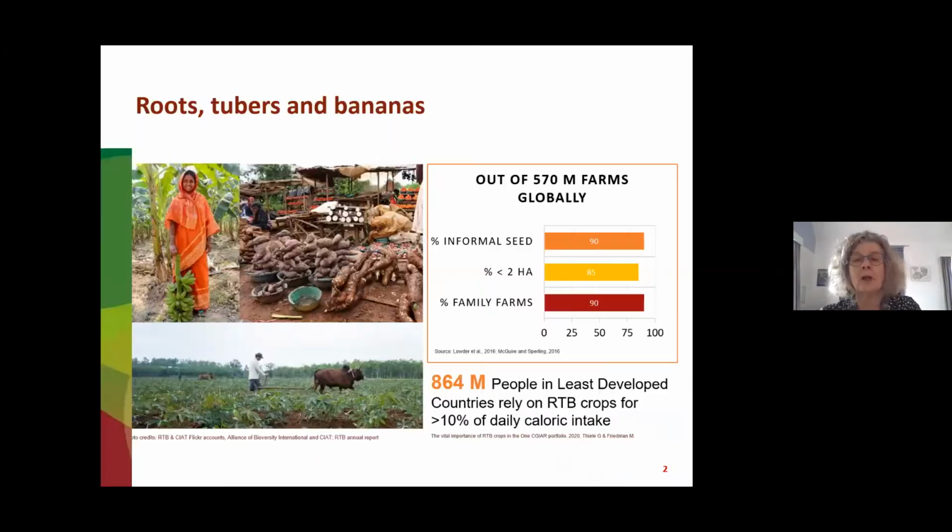So we all know that roots, tubers, and bananas, that the crops are vitally important to millions of people in least developed countries, and that really the seed systems are predominantly informal, and this provides both opportunities and also challenges. The farmers that we're working with generally tend to have less than 2 hectares of land, and they're family farms. So we have a number of both opportunities and challenges.